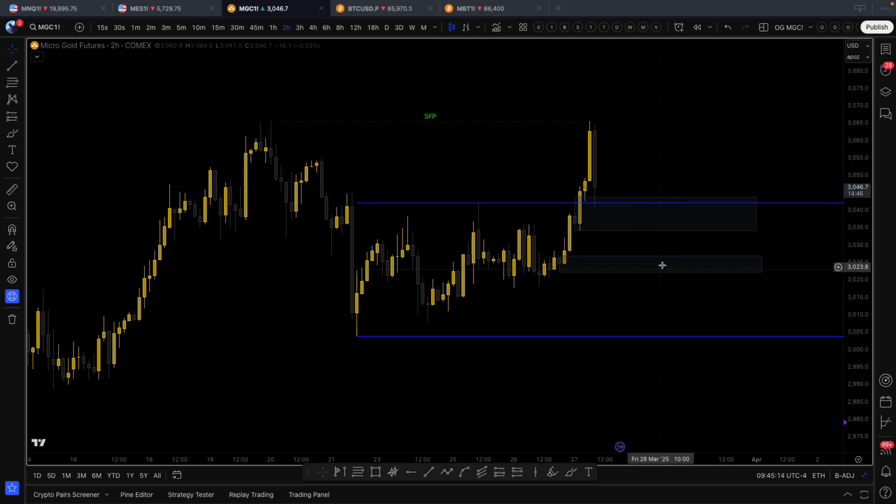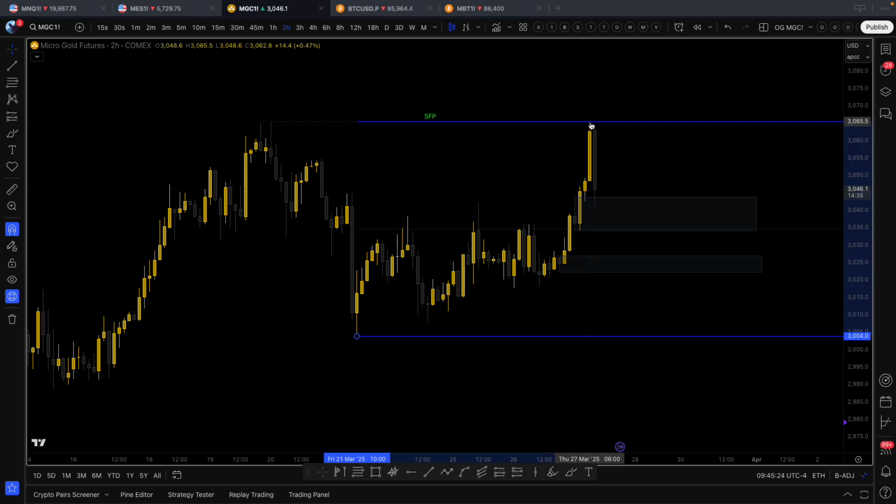I do also have this order block here, which I really like because it coincides with the 0.5 of this previous range. However, if we were to take into account this whole entire leg of structure, this would be the 0.5 of the entire range.